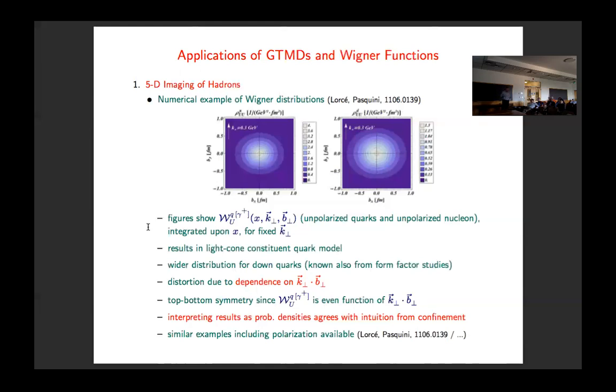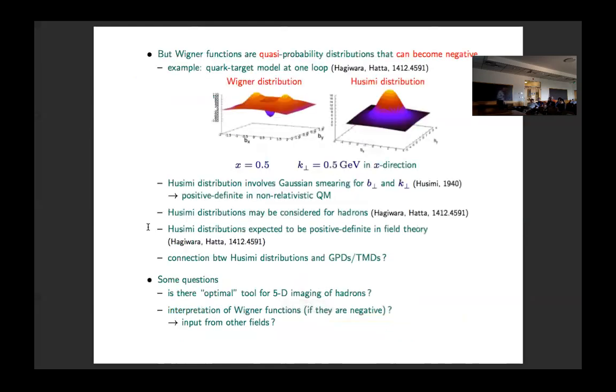Now, having said this, we should not forget that the objects can become negative. We know that from non-relativistic quantum mechanics, and there was an expectation that they also become negative in parton structure studies. This has actually been made explicit by Yoshitaka and Hagiwara. They take a simple quark target model. You look at the distribution of quarks in a quark and calculate that to lowest non-trivial order in perturbation theory. For fixed X, fixed transverse momentum, here is the distribution given in E-perp, and here is a region where this object becomes negative.